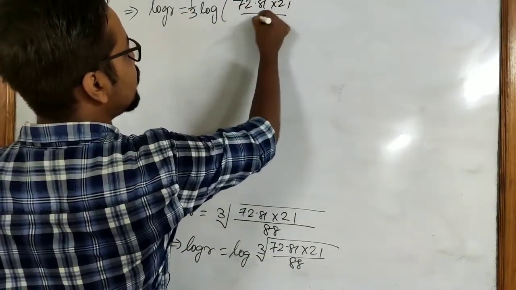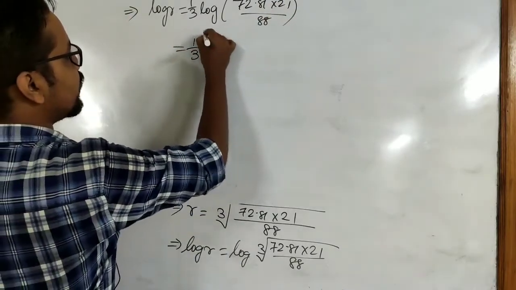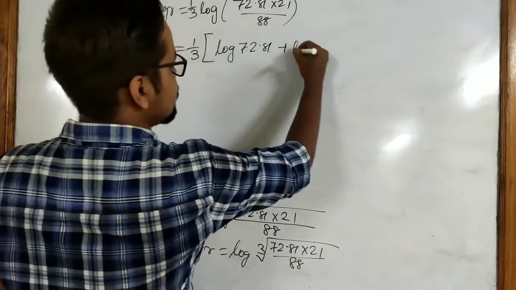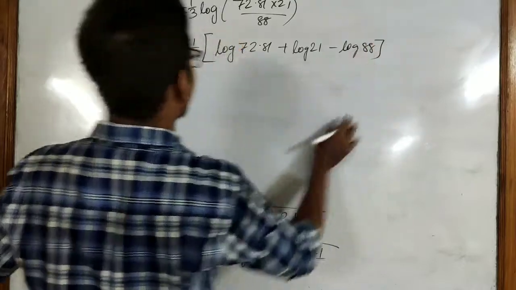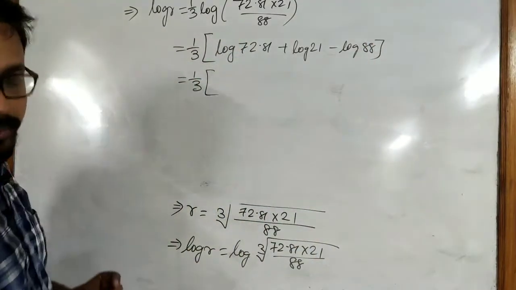72.81 into 21 by 88. So what we can do here is we can have log of 72.81 plus log of 21 minus log of 88. So we need to find these values.